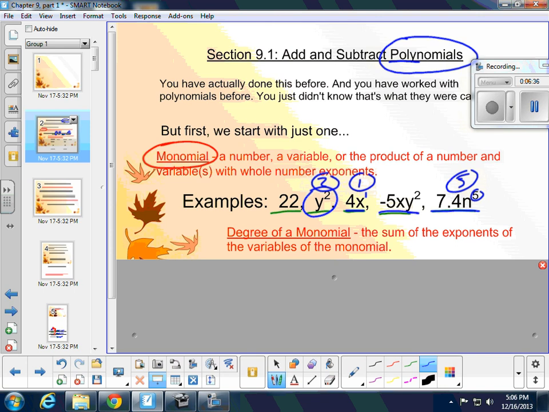So looking at this one right here, negative 5xy squared. Each of those variables would have an exponent. I can see that the y has a squared power. X has a power with it as well, it's just to the power of 1. So here's where it says the sum of the exponents of the variables. Exponent of 1 for x and 2 for y, I'm going to add those together. This term right here has a degree of 3. And I think I have some of these below as well.